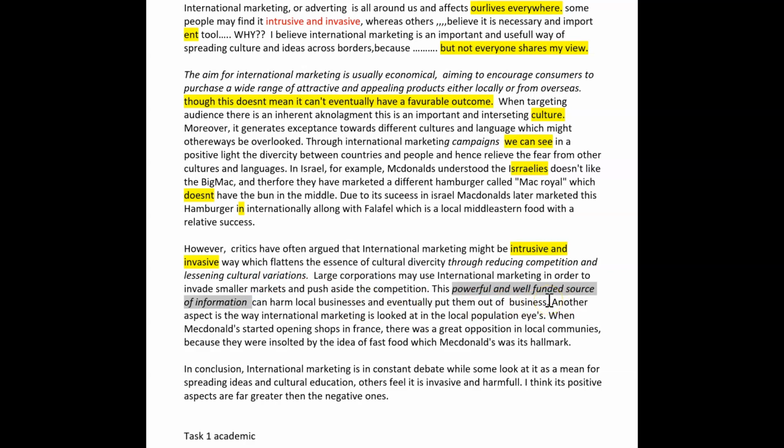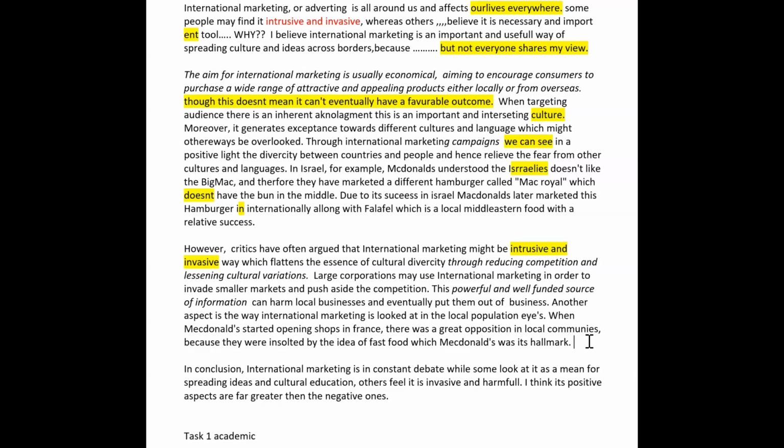Another aspect is the way international marketing is looked at in the local population's eye. When McDonald's started with shops in France, there was opposition in local communities because they were insulted by the idea of fast food. Okay, yes, but let's not have McDonald's all the way through. There must be another example you could think of. I like the idea here, but maybe translate that into another company.